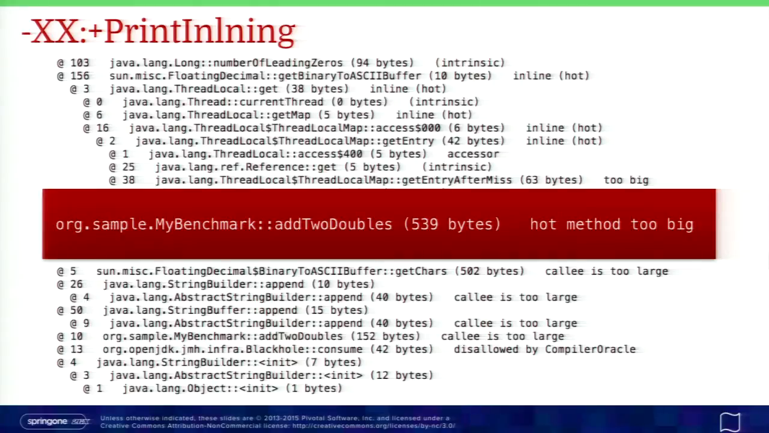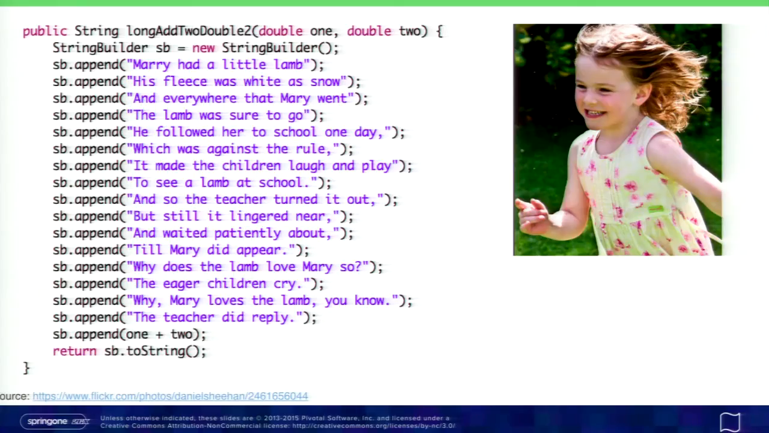So I went back to Sarah and I said, Sarah, what are you doing when you're adding these two doubles together? And Sarah explains to me, she says, well, I'm singing Mary Had a Little Lamb a couple times before I do the addition. And so this is why I'm getting so many bytes in my method, and it's not able to get inlined. So I tell Sarah, stop singing Mary Had a Little Lamb before you do your addition.